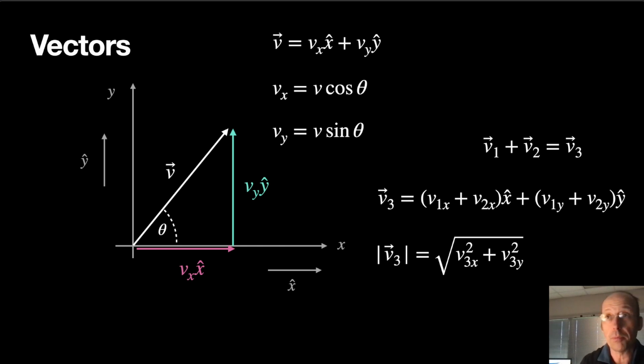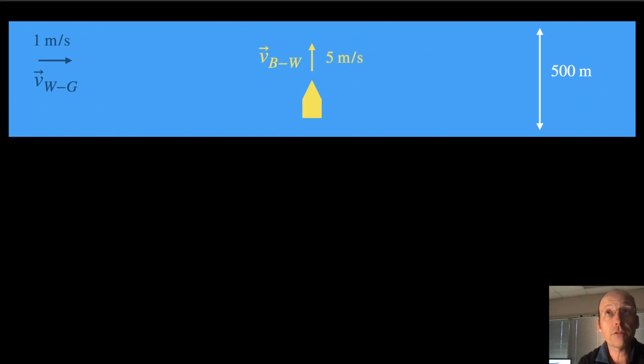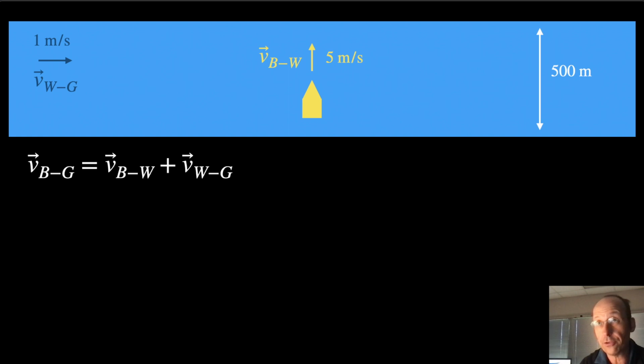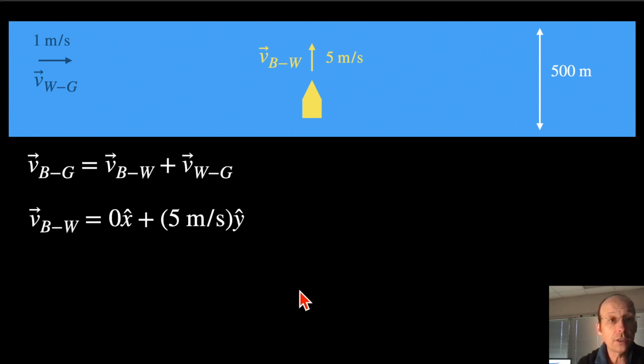Let's go back to the river problem. Here's the river problem, the boat going across the river, and there is our vector equation that we had before. Okay, but now I want to write these all as vectors in component form. So the velocity of the boat with respect to the water is going straight up, and we'll call that the y direction. So it's pretty easy to find components. It's not moving at all in the x direction, and it's moving 5 meters per second in the y direction. So there's my vector for that right there.